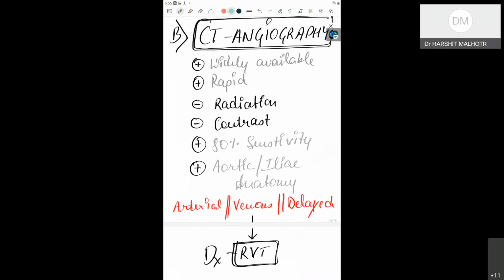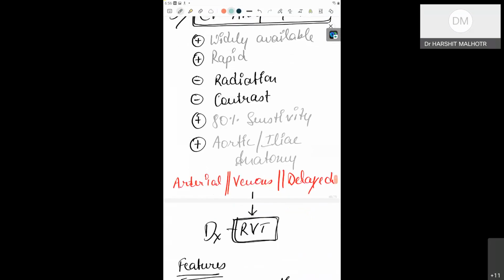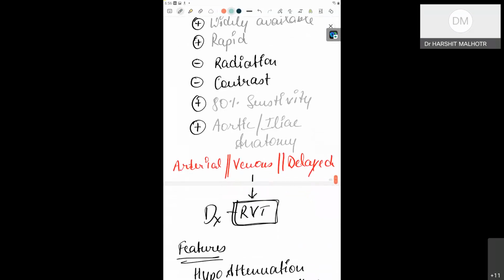And when we do a CT angiography, we can also pick up the aortic and iliac anatomy. So in a case when an intervention is being planned, CT angiography also lets us know the access and how to plan an endovascular or even an open surgical procedure. Also, with CT angiography, in a case of emergency, we ask for arterial, venous and delayed phase. So when the venous phase is there, it is diagnostic of renal thrombosis.